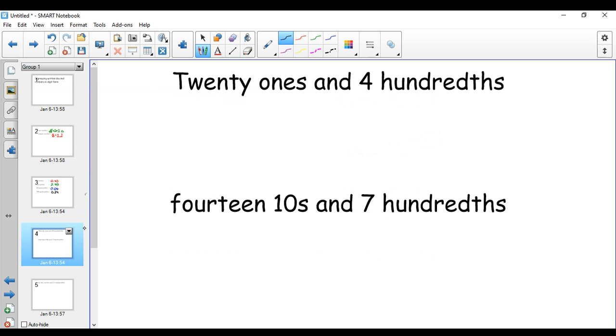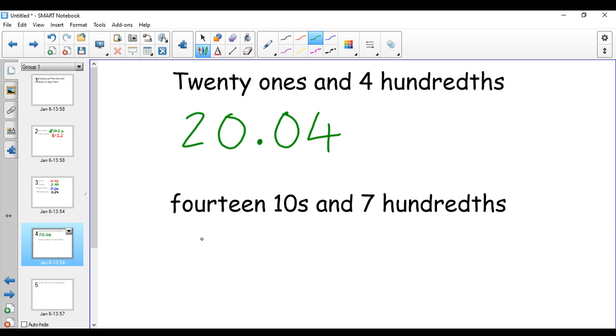Let's try and make it a little bit trickier here, thinking about numbers greater than 1. 2 tens and 4 hundredths. Well, 2 tens is in fact 20, isn't it? 2 tens and 0 units. And 4 hundredths, so I'm going past my decimal point. That means no tenths and 4 hundredths. So 2 tens and 4 hundredths is 20.04.